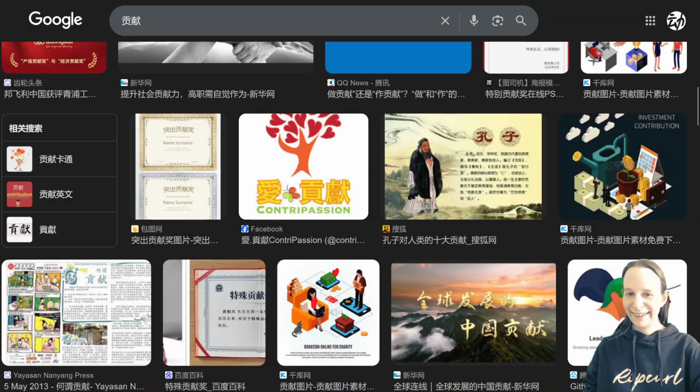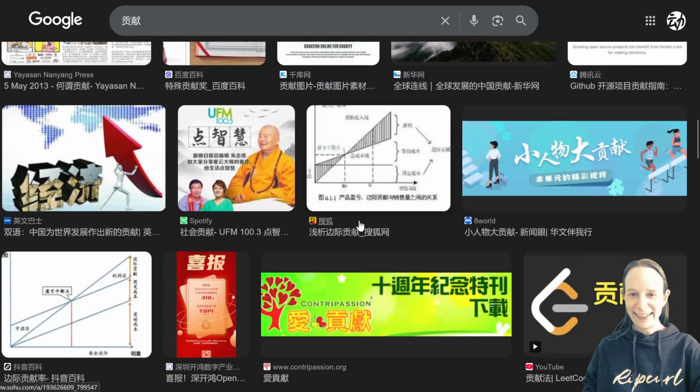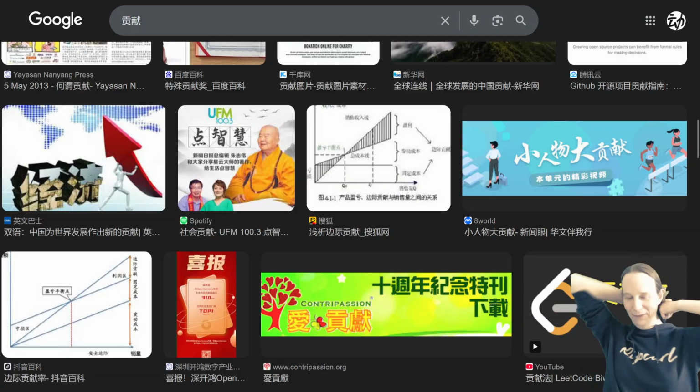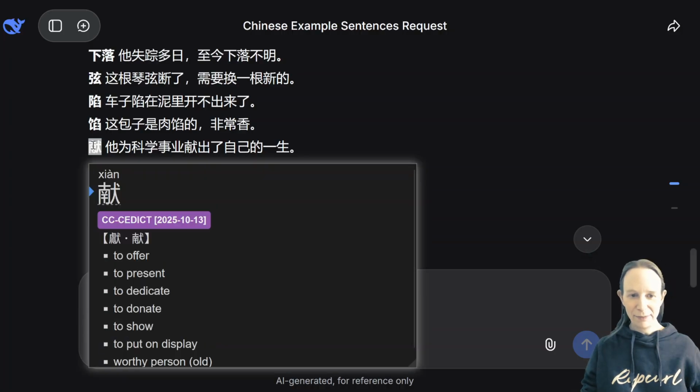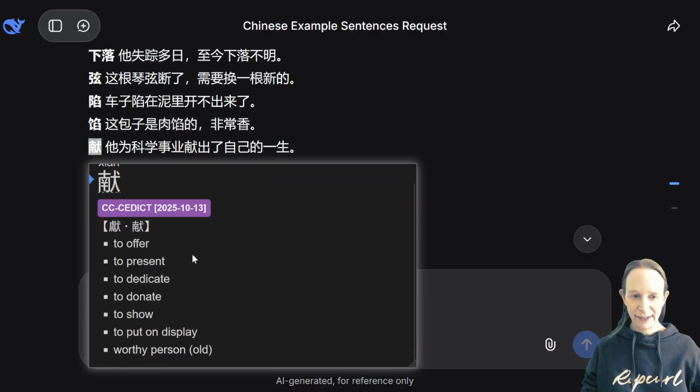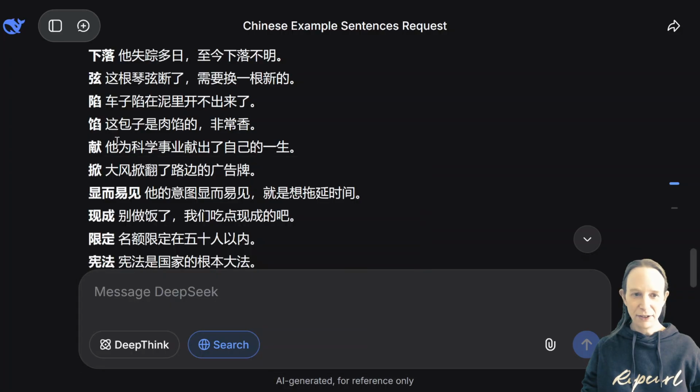Contripassion. All right. Is that dictionalized? All right. I don't recall ever seeing it used by itself. 献. But maybe I haven't, just forgot.